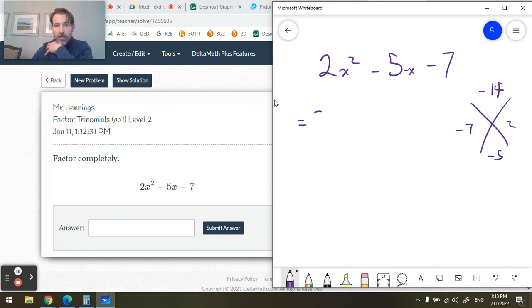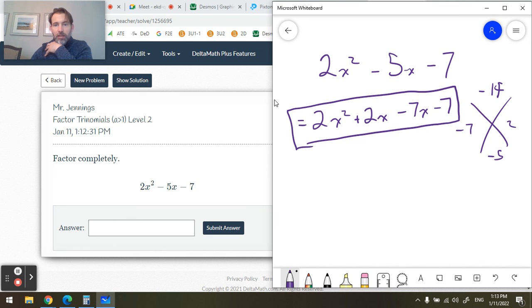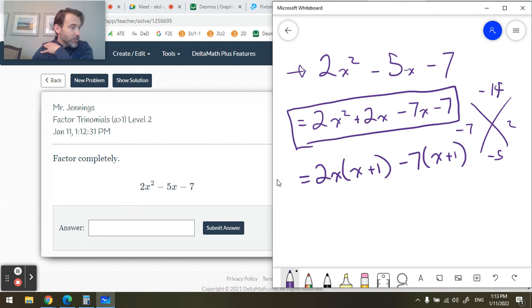Okay, so we're going to rewrite this as 2x squared plus 2x minus 7x minus 7. Notice that this is the same as this. I just broke up this minus 5 into two things. Okay. Now, this is equal to 2x multiplied by x plus 1 minus 7 multiplied by x plus 1. So I'm going to factor out a negative 7 there.